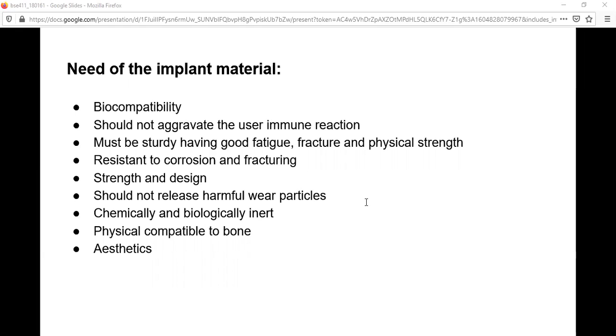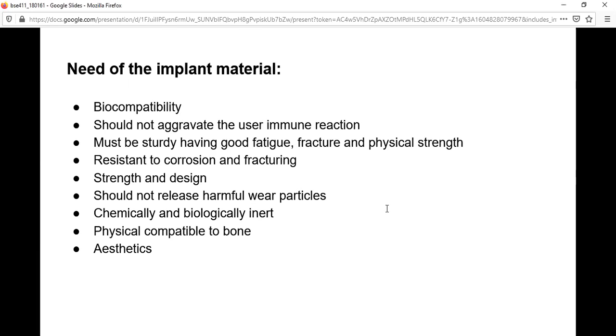It must be sturdy, having good fatigue, fracture, and physical strength. It should be resistant to fracture and corrosion. The strength and design must remain compatible with the physical properties. It should not release any harmful wear particles which may enter the bloodstream and cause complications like toxicity. It should be chemically and biologically inert. It should be physically more compatible with the bone and aesthetics. It should match the living tissue in appearance.